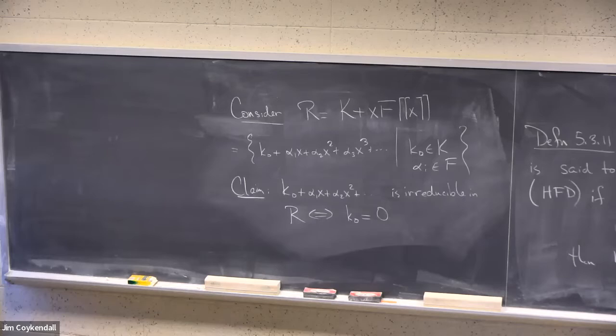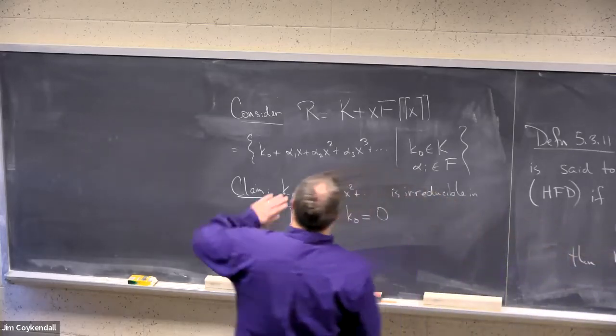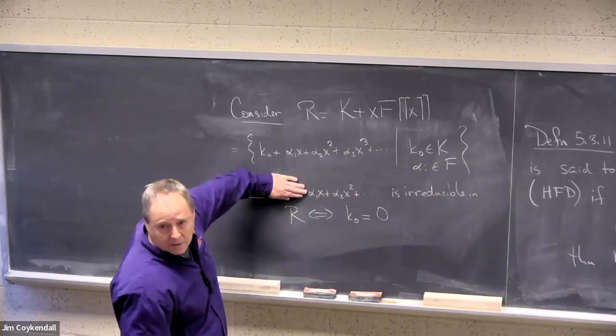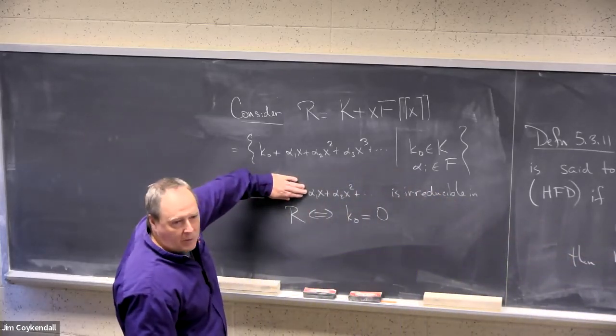I agree. Because as an element of the bigger ring, F power X, it's a unit, but the inverse of K naught is still in the field K, and you don't care about the rest of the terms, so I can still get a unit. Okay, so now I know that the irreducible must look like that. There's one more condition. Anybody see what it is?